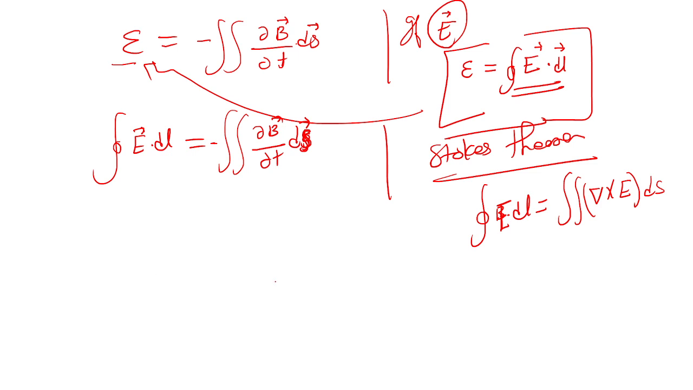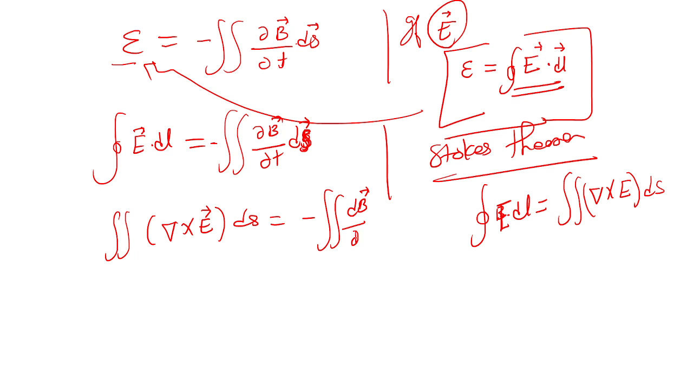By putting this value here, we will get the surface integral of curl of E, and ds is equal to minus, I am putting it in a standard differentiation form, dB by dt, ds. Now we can cancel the surface integral from here. So finally we got curl of E equal to minus the change of the magnetic field. So this is our first equation of the Maxwell laws.